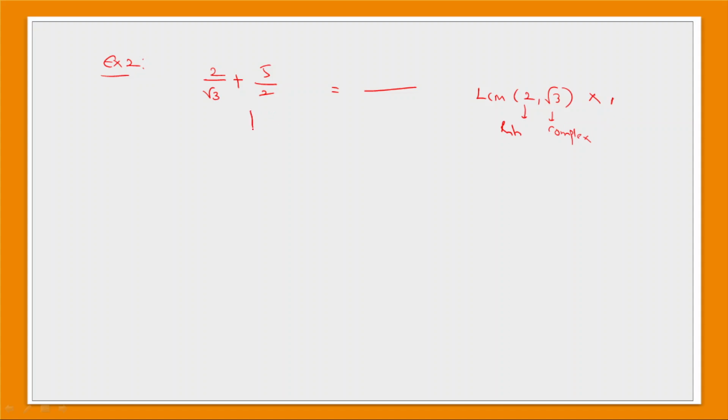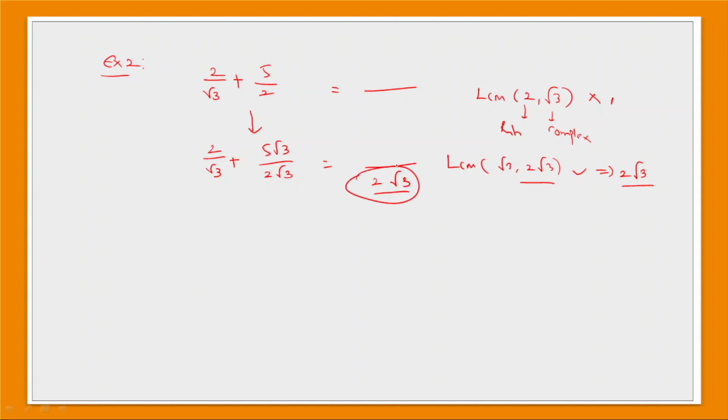But what we do is we modify this equation as 2 by root 3 plus 5 root 3 divided by 2. Now the LCM of root 3 comma 2 root 3 I can easily take. So the LCM is 2 root 3 here.